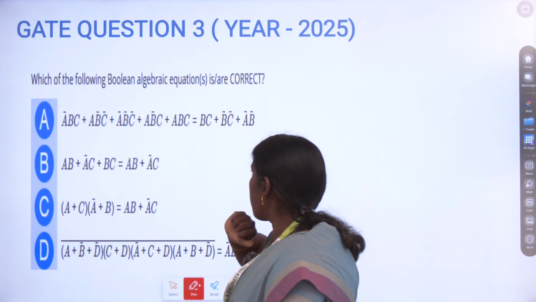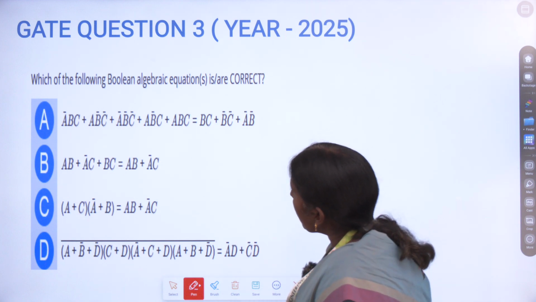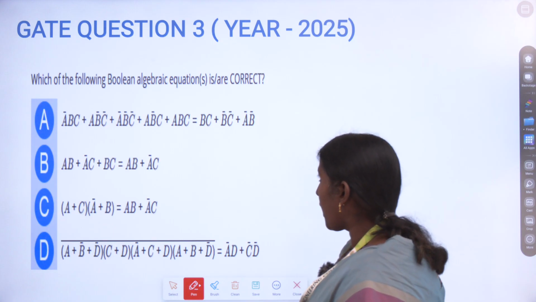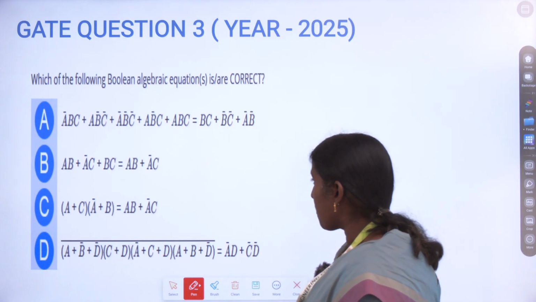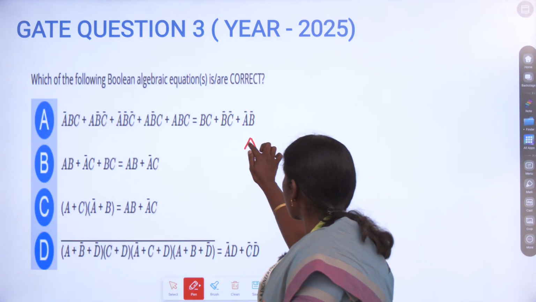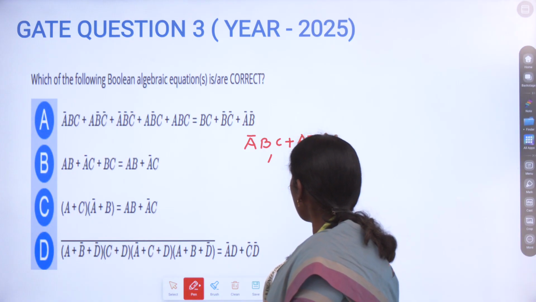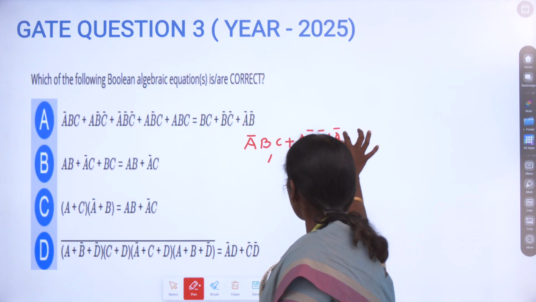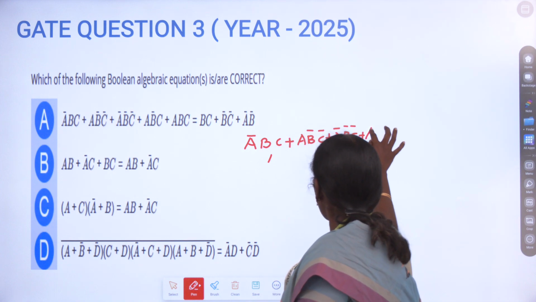Okay, so I am not going to disturb my RHS. Let me take LHS. So what is my LHS? A dash B C plus A B bar C bar plus A bar B bar C bar plus A B bar C plus A B C. Okay, let us simplify this equation. So the given equation is A bar B C plus A B bar C bar plus A bar B bar C bar plus A bar.